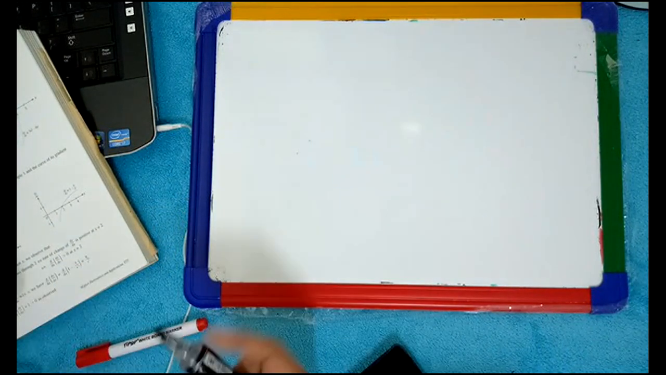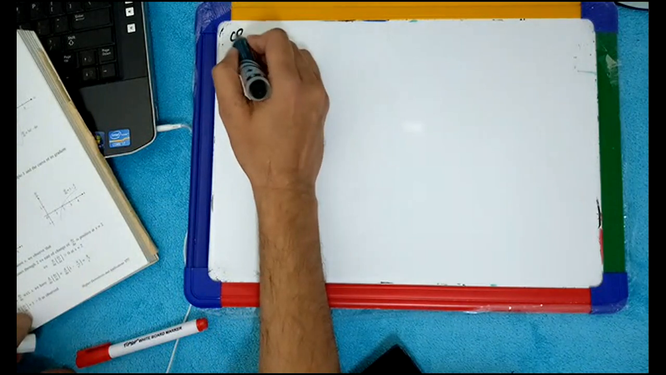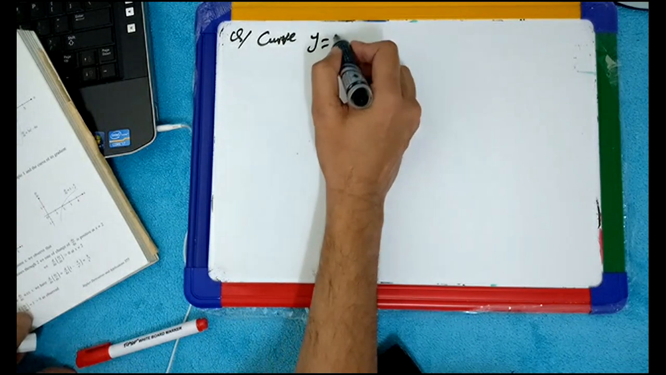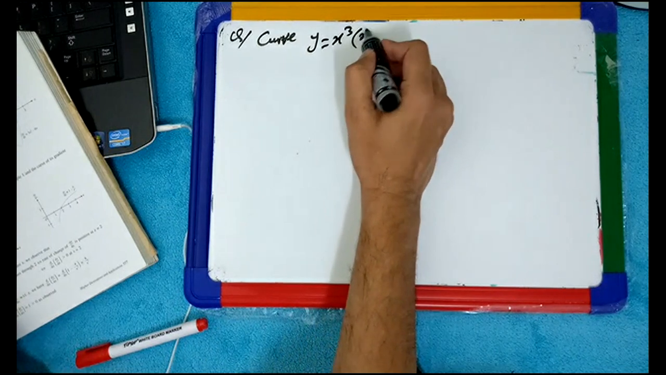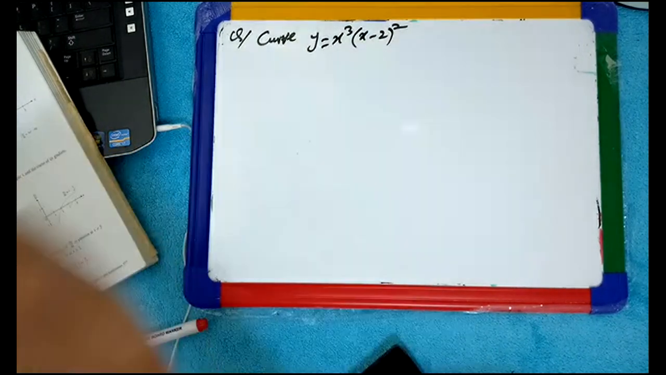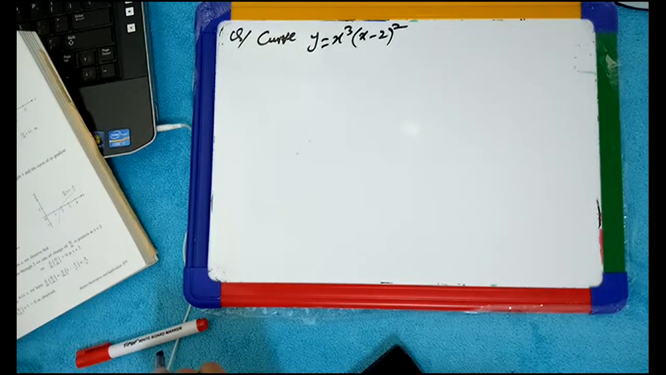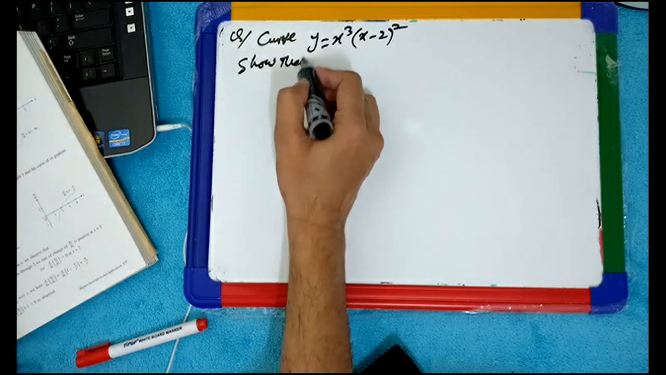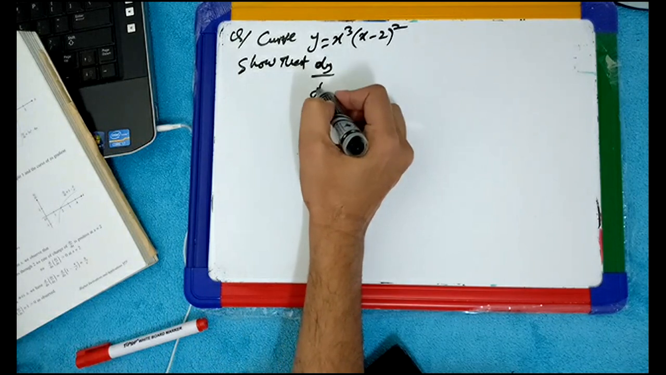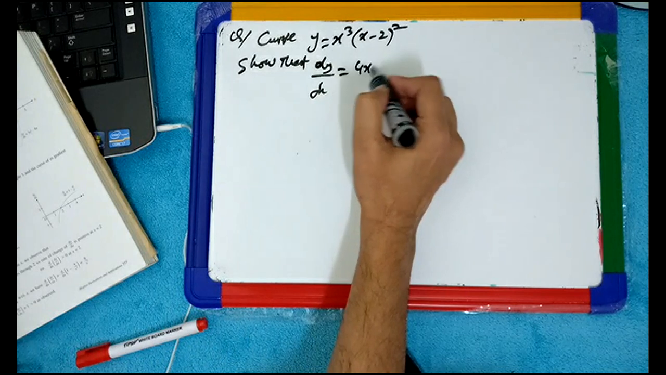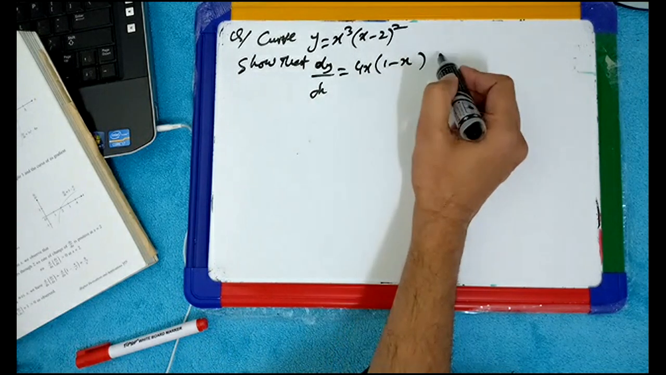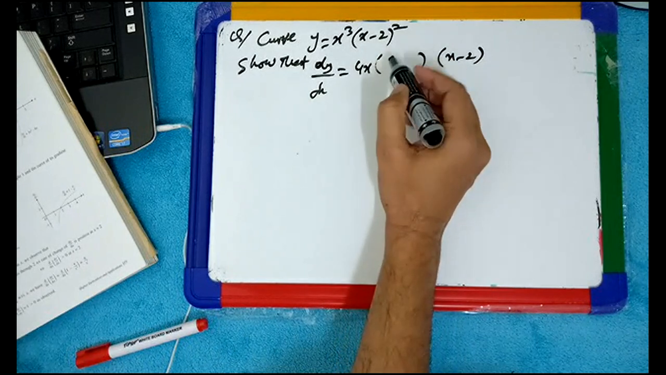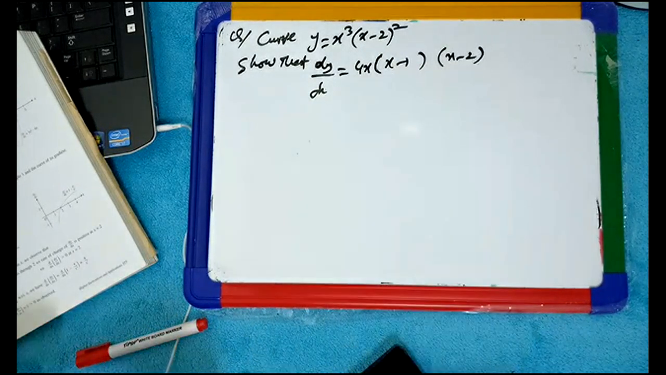The question is, the curve is given. The curve is y equal to x cube and x minus 2 power 2. This curve is given. So you need to show that dy over dx equal to 4x, 1 minus x and x minus 2. This is x minus 1. Okay, you have to prove this one.